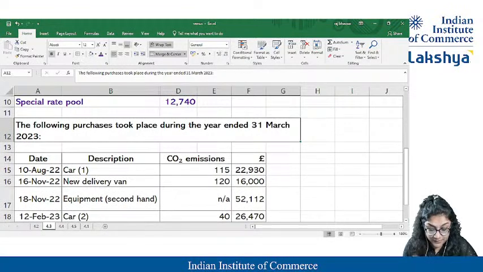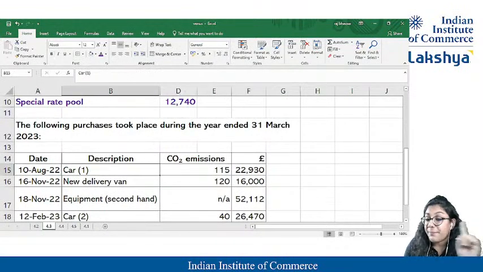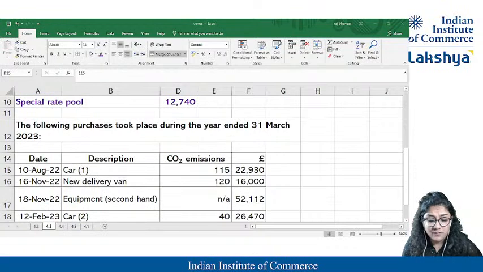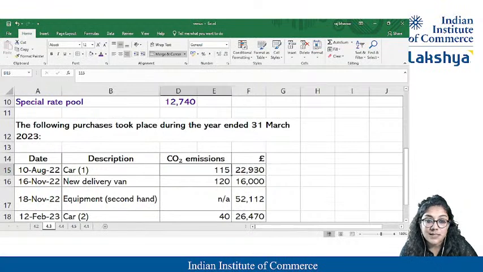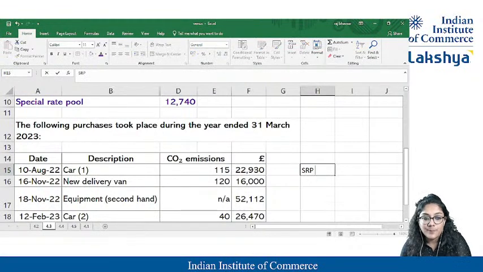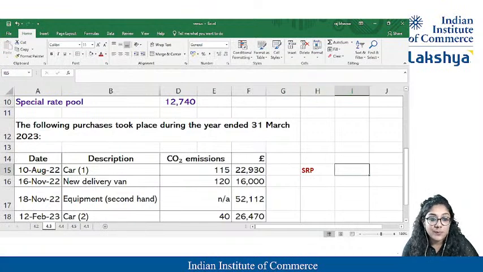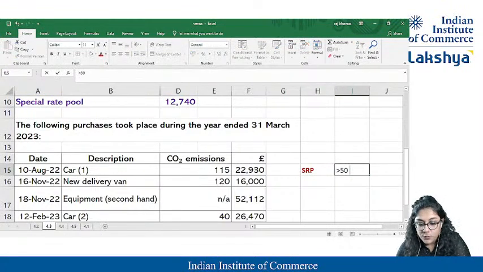What is the first purchase? Students, on 10th August, I purchased car number 1, which has CO2 emission. We know that is carbon dioxide emission. If it is more than 50%, then it goes to the special rate pool, SRP. Yes, we can write special rate pool, because here the CO2 is more than 50.